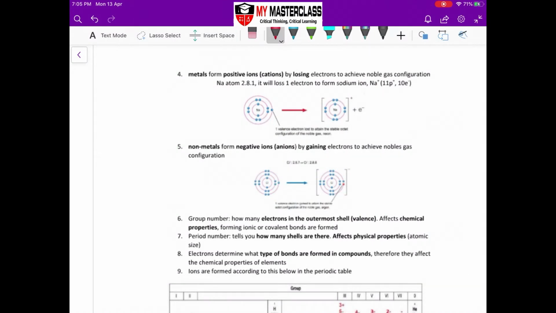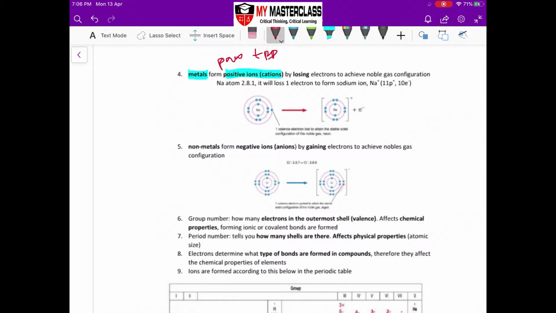Okay, continue on. Since we have learned about ions, some of the facts that we have to know are very important. All your metals will form positive ions. Positive ions, we call them cations. I remember it as pos, or positive is P and P. They will all form cations.